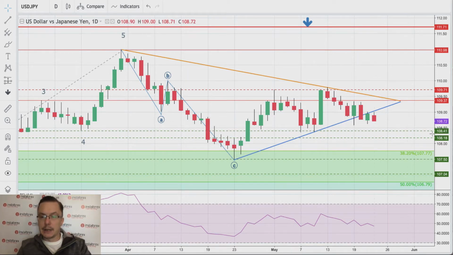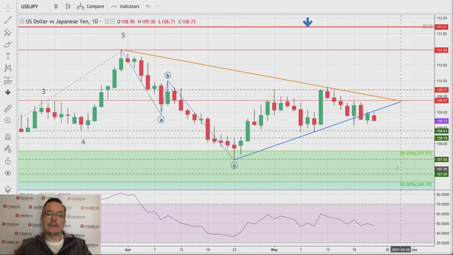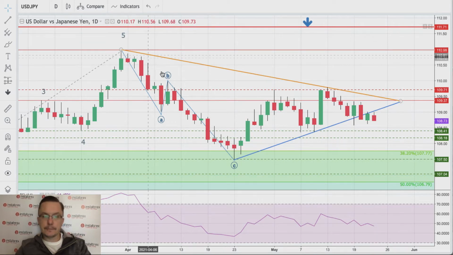We are heading towards the technical support located at 108.41. The other one is at 108.18, so we might hit those two levels. Of course, the lower we go, like 38%, the lows of the 23rd of April 2021 at 107.50 or even lower, is even better for the Japanese yen, because that would mean that the dollar is being sold and the Japanese yen is being bought back up.